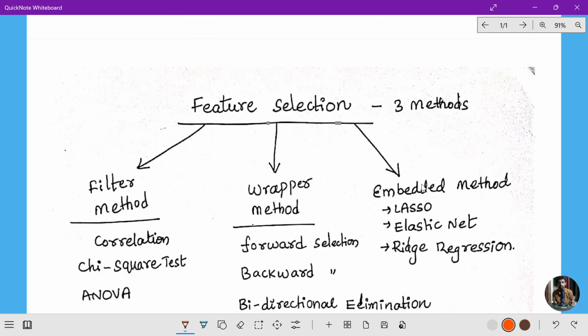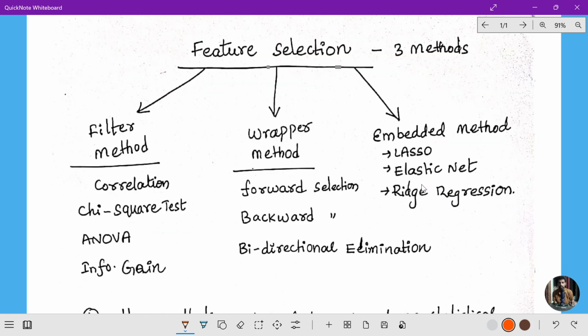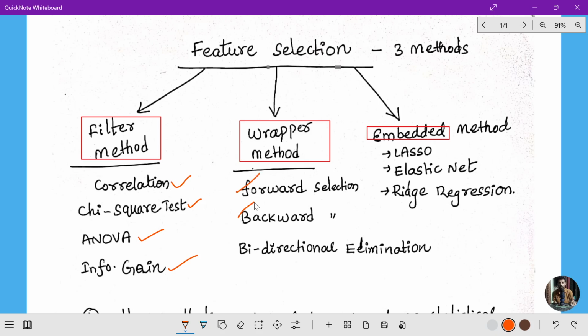Remember all of you, in feature selection there are 3 methods. The first one is the filter method, the second one is the wrapper method, and the third one is the embedded method. In the filter method, the first one is correlation, the second one is the chi-square test, the third one is ANOVA, and the fourth one is information gain. In wrapper, we have forward, backward, and bidirectional elimination, and in embedded we have lasso, elastic net, and ridge regression. Let us discuss one by one.